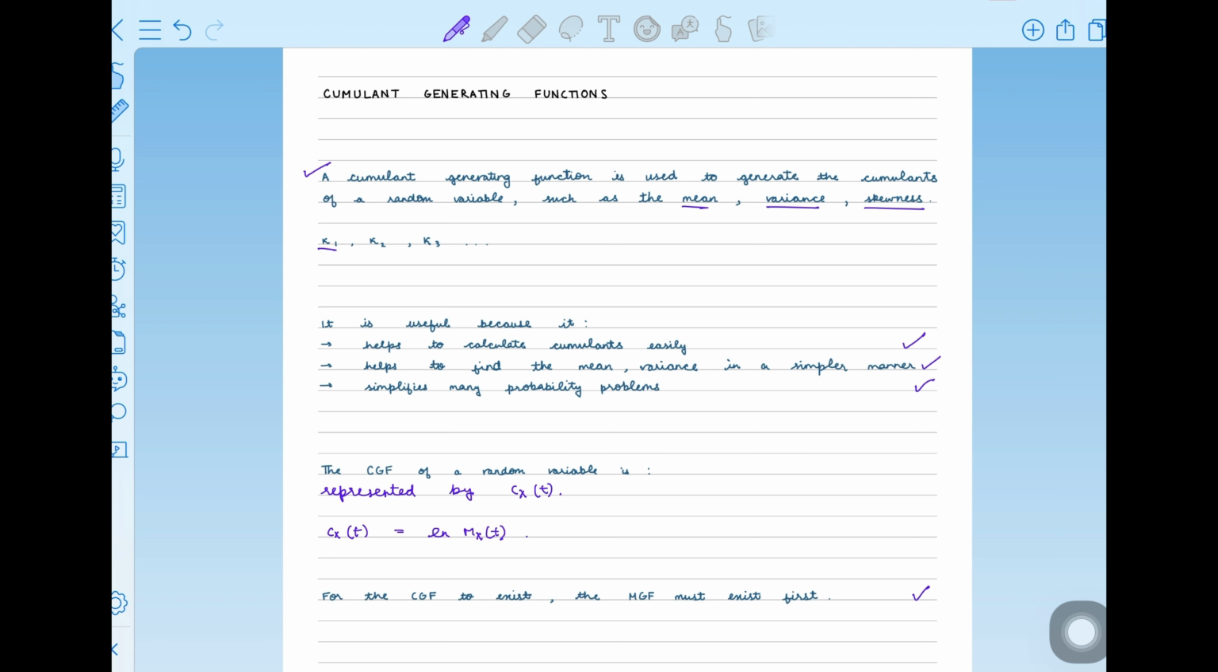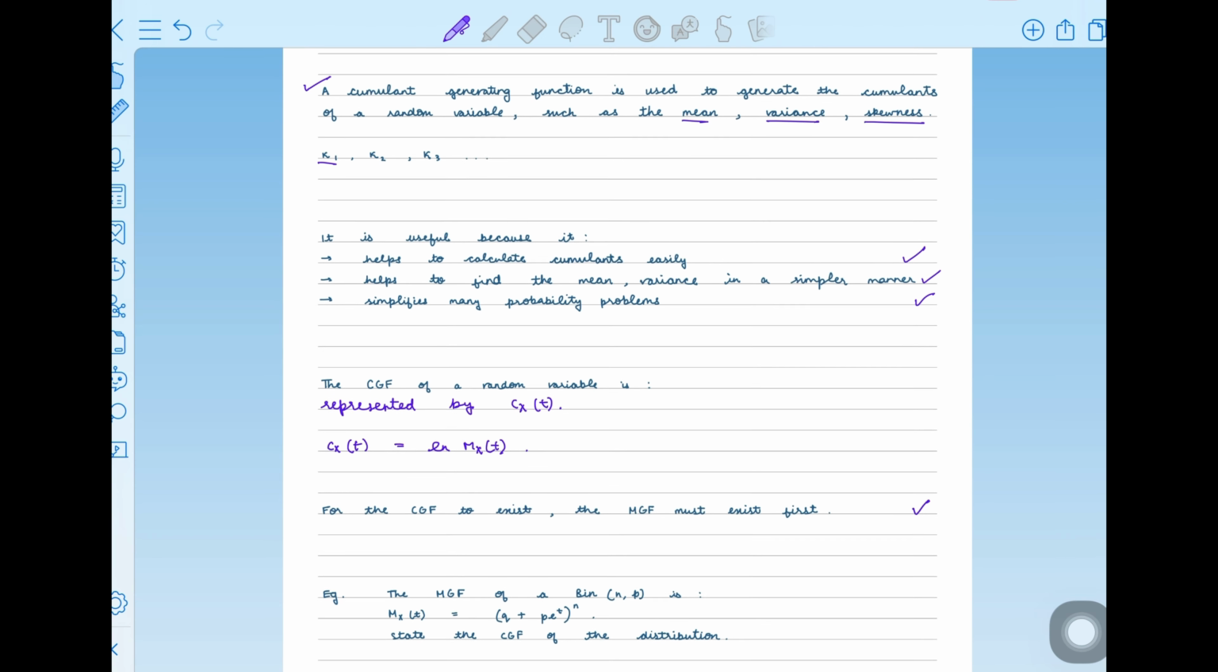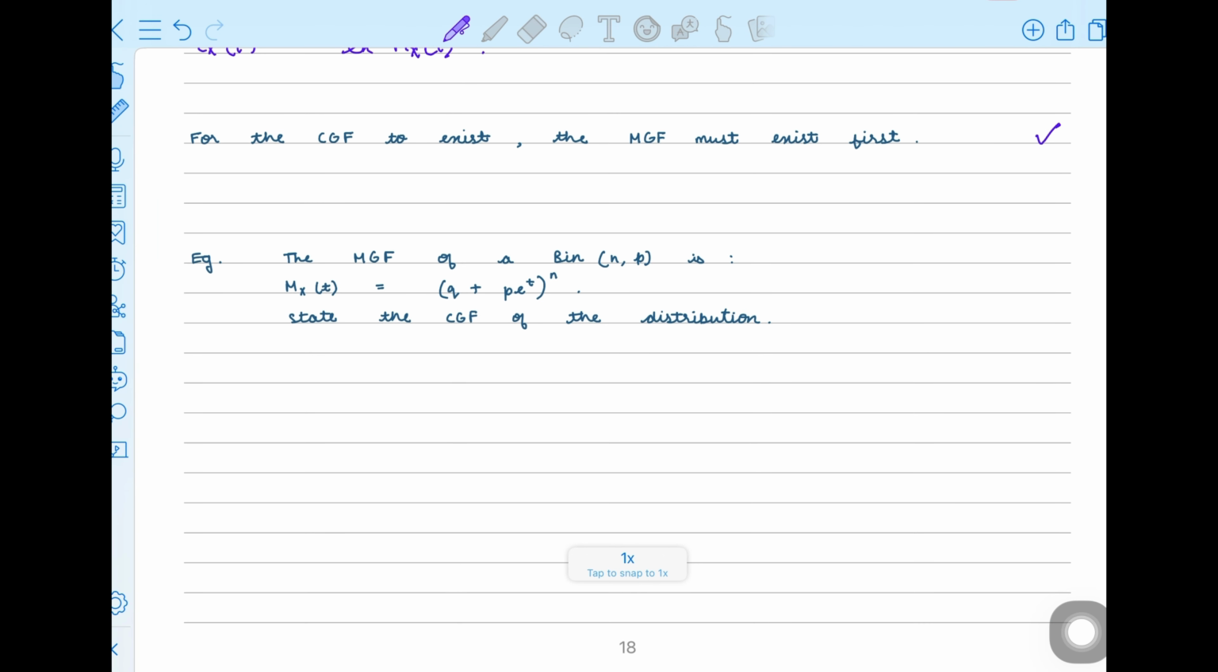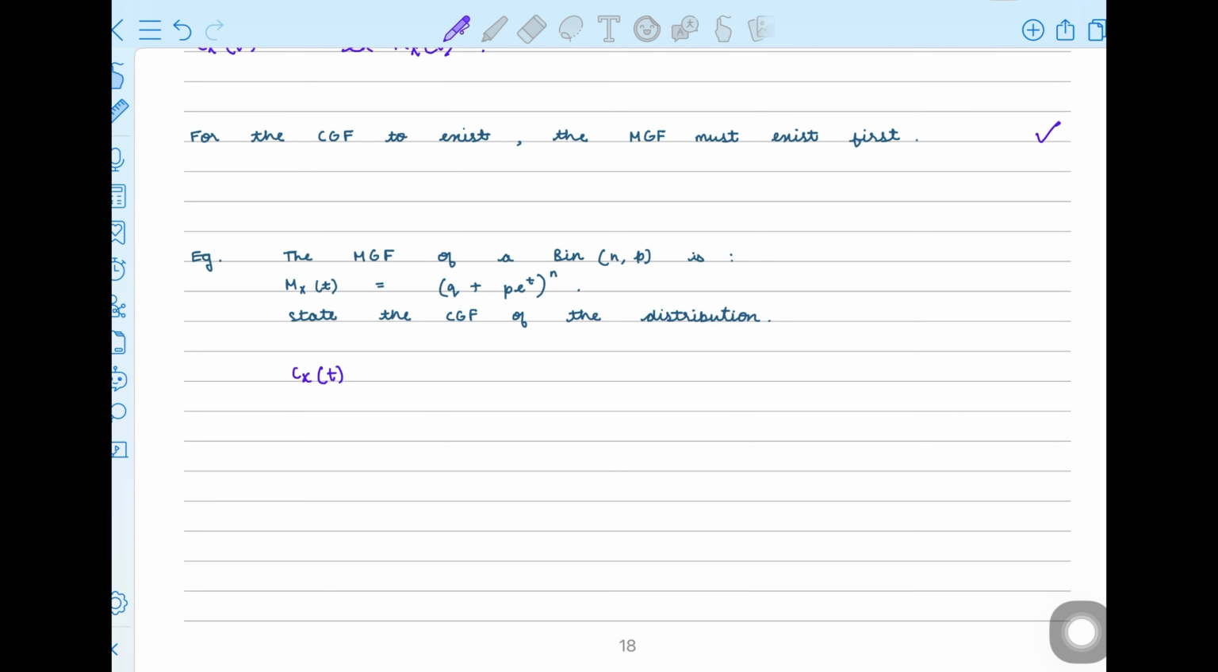Let's understand this with the help of an example. The example states that the MGF of a binomial distribution is given. State the CGF of the distribution. To find the CGF, we simply take the logarithm of the MGF.